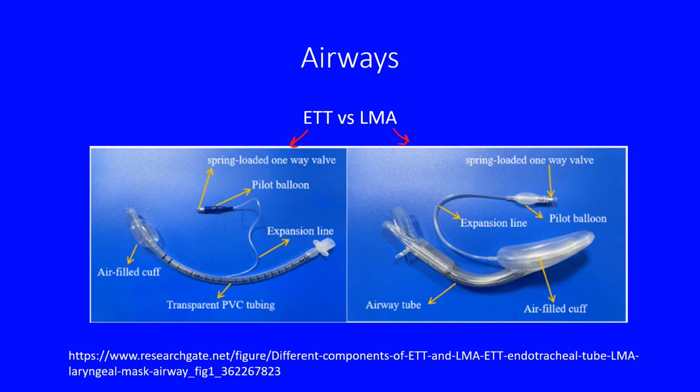So which one should you use? Well, that depends on whether you have any fear of the patient refluxing and aspirating. If the answer is yes, it's an ET tube. If the answer is no, then you might want to use an LMA.